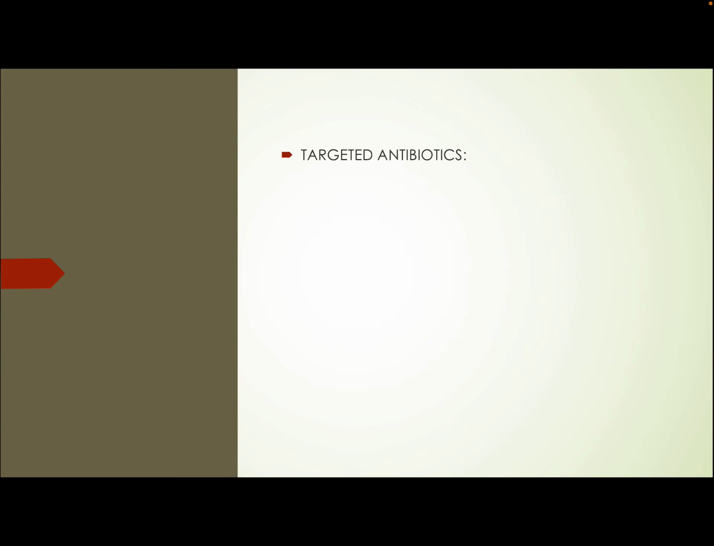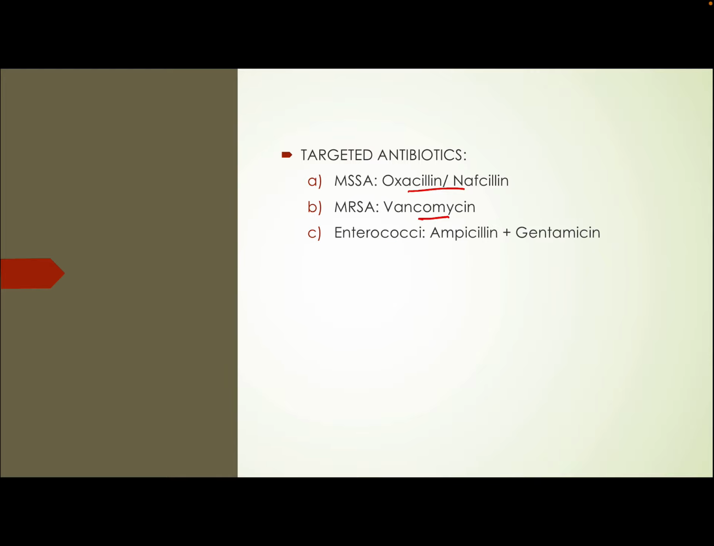Now, there are targeted antibiotics depending on the microorganisms. For MSSA, we'll go for oxacillin or nafcillin. MRSA is vancomycin. Enterococcus will be ampicillin with gentamicin. For the HACEK organisms, ceftriaxone is the drug of choice. For Streptococcus viridans, we can use either ampicillin or penicillin.